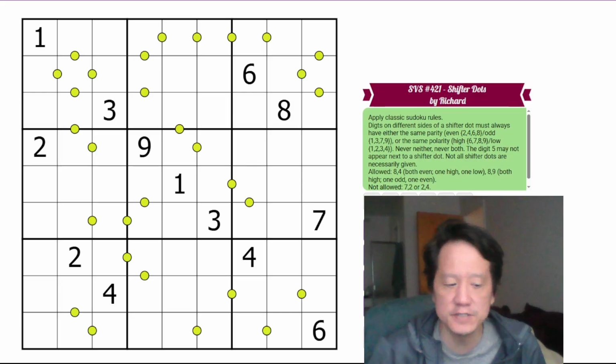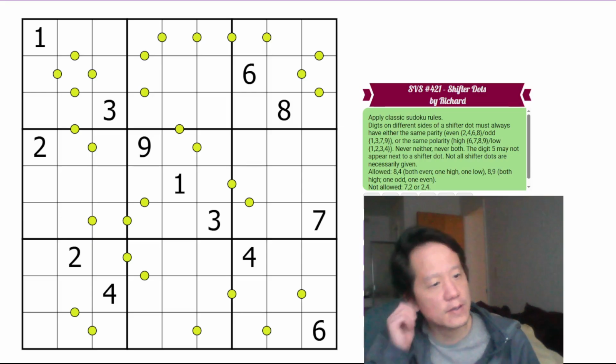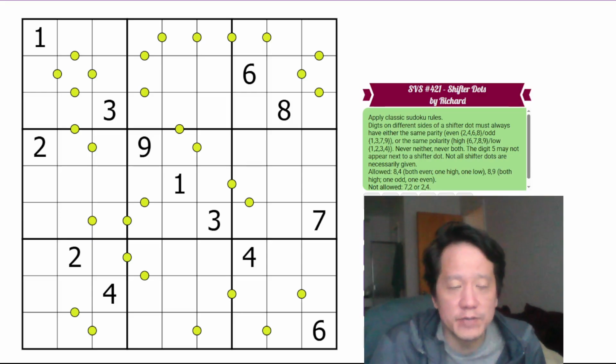Now take that easiness with a grain of salt, because it's considered easy by the people on the Logic Masters Germany forum, and there's a lot of really smart people there. Today's puzzle is called SVS number 421, and it's specifically Shifter Dots by Richard. And here are the rules.